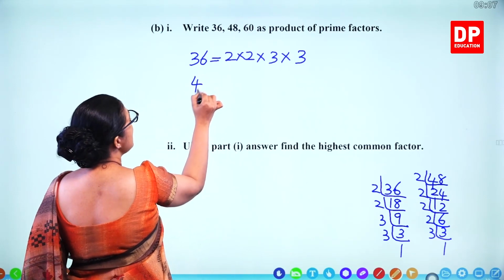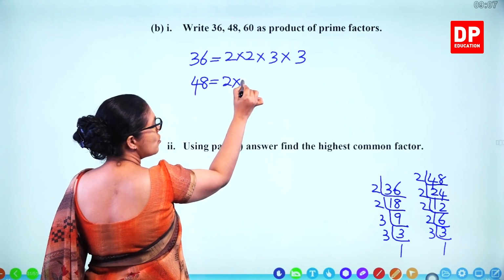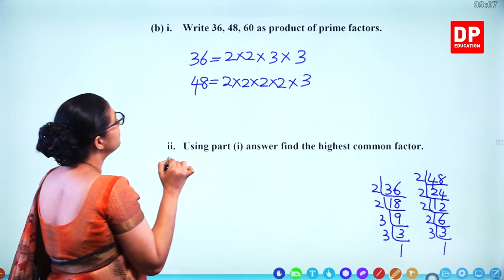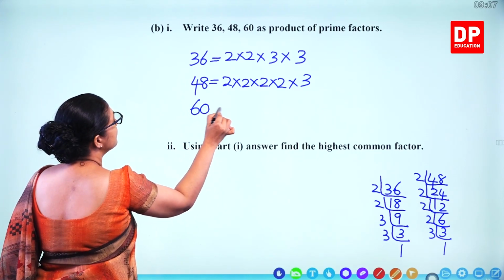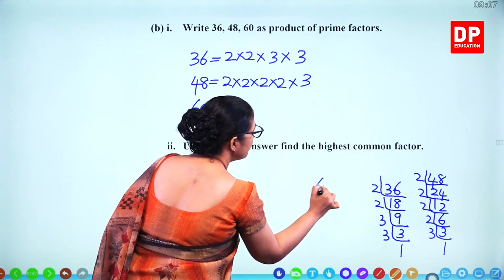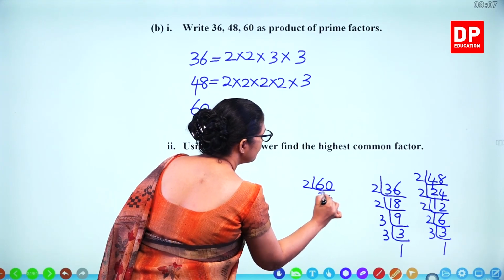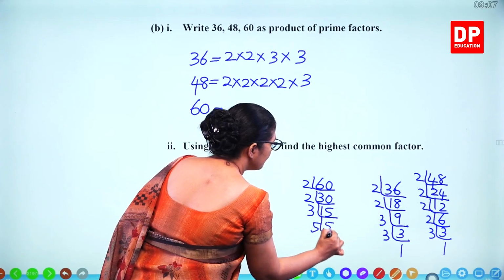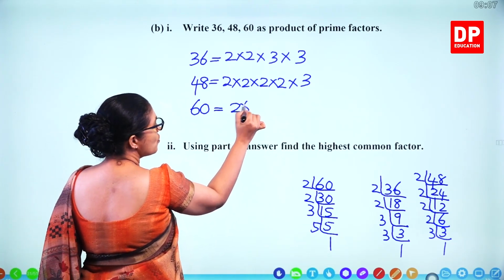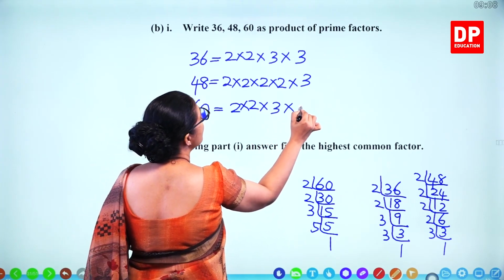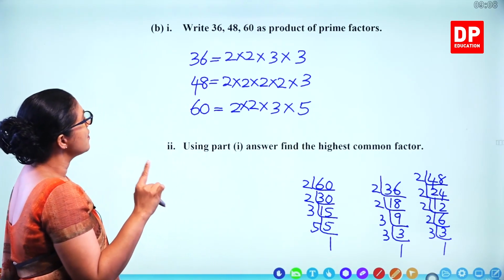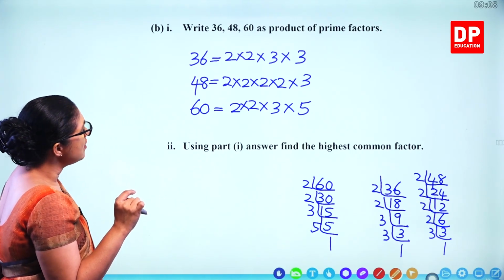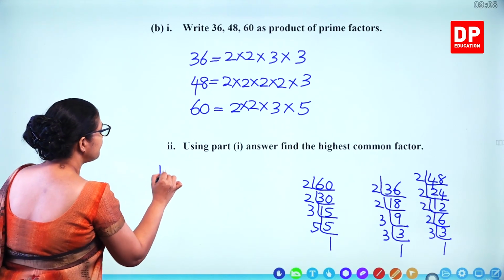You can write 48 as 2 into 2 into 2 into 2 into 3. And 60 as 2 into 2 into 3 into 5. So write as product of prime factors. That's the answer. Using part 1, find the highest common factor.